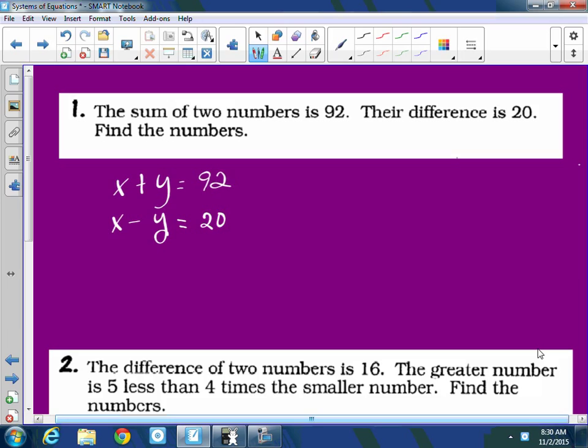Let's go back. Okay, tell me which method would you use? Elimination. Most definitely elimination because the y's can eliminate, right? So that's to eliminate. What's x and x? 2x, and what's 90 and 20? 110. Divided by 2, x equals what?